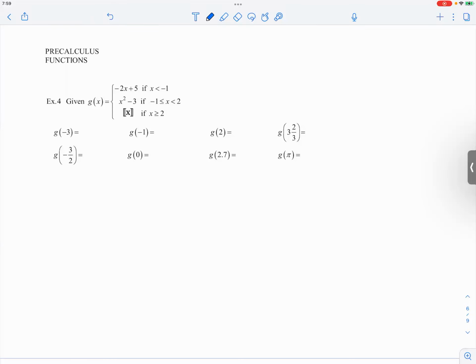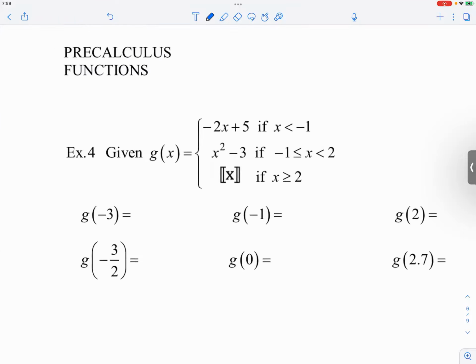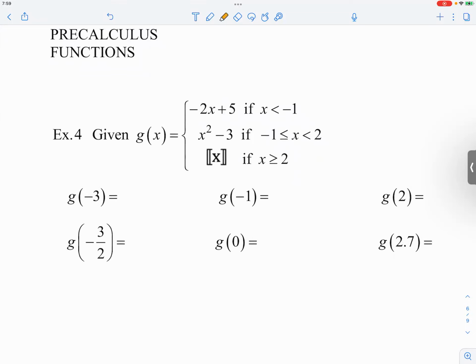All right, now example 4 is something new. Okay, now if you have a highlighter, I would suggest you highlight something. If not, that's fine. You could just underline something. If you have a highlighter, I would suggest you highlight this portion. Okay, because it's not really hard at all. It's just that now we have some conditions. We have some conditions before you pick which function to use.